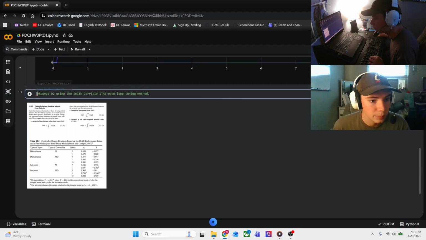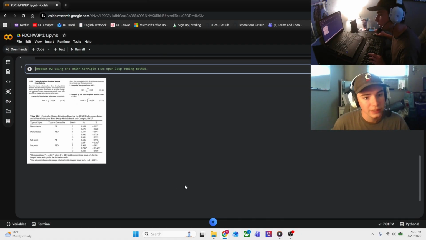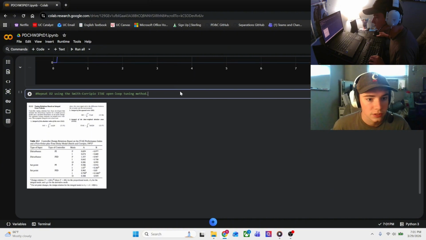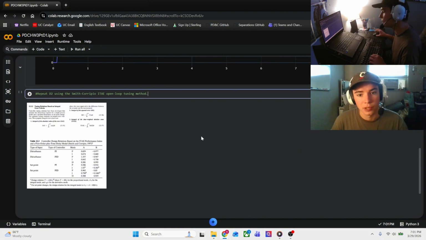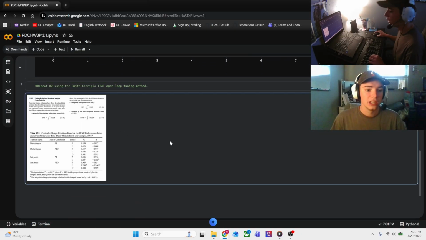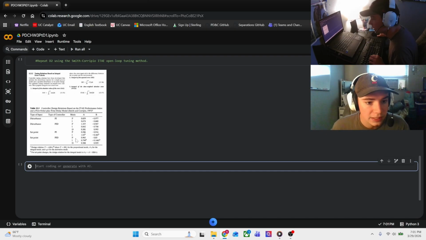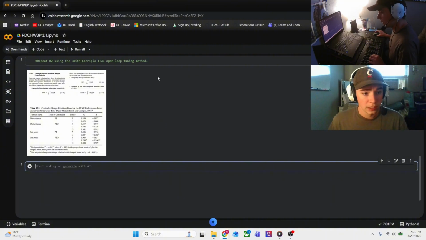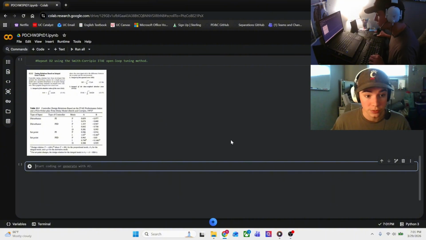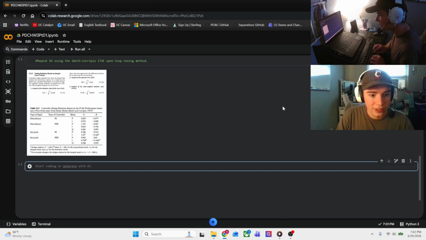Smith-Corripio method, which is more of an empirical method that's going to allow us to not overshoot as much as we do with the Ziegler-Nichols method. So as you can see here, I went ahead and copied over our page from our textbook that has our P and I values for A and B, our empirical values for our constants. That was provided in the Canvas announcement, and we're going to apply that to the Smith-Corripio open loop constants. So let's go ahead and get to that.